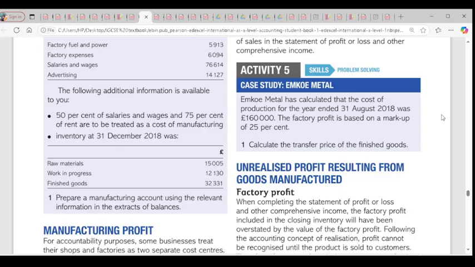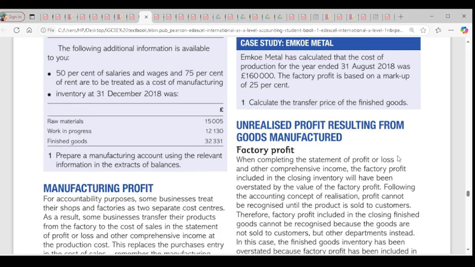We know the profit is 40,000, but what is the percentage? To get the percentage, it has to be 40,000 divided by the transfer price multiplied by 100. So 40,000 over 200,000 multiplied by 100 gives us 20%. So the factory profit is 20% of the transfer price. Is it clear? Any question about it?